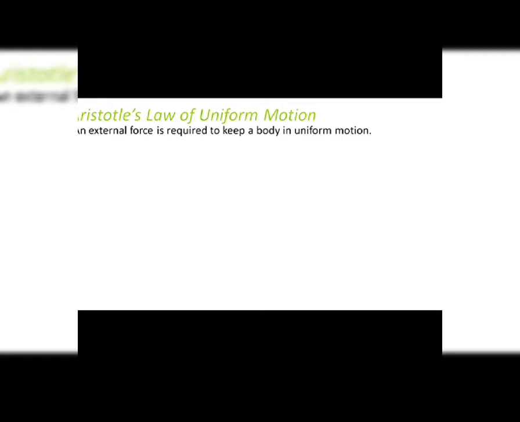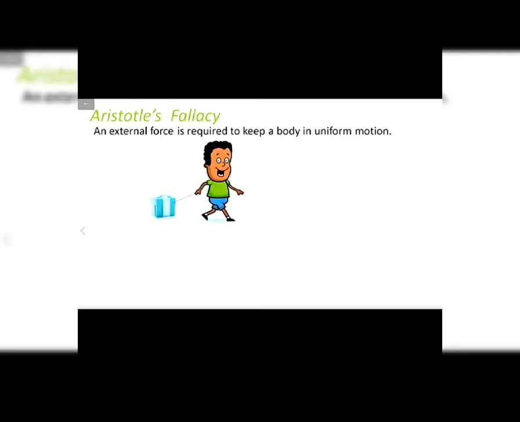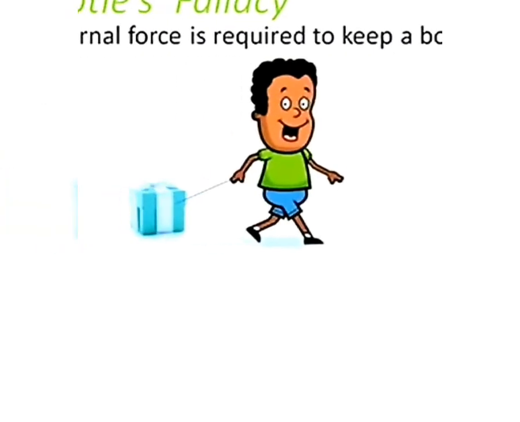Suppose you have a box tied to a string, and this person is dragging it. So as soon as he leaves the string and he moves off, what happens to the box? The box comes to rest. It's not moving anymore. So that means Aristotle told that it moved so far because an external force was being applied on it. Now it stops because the external force has been removed.